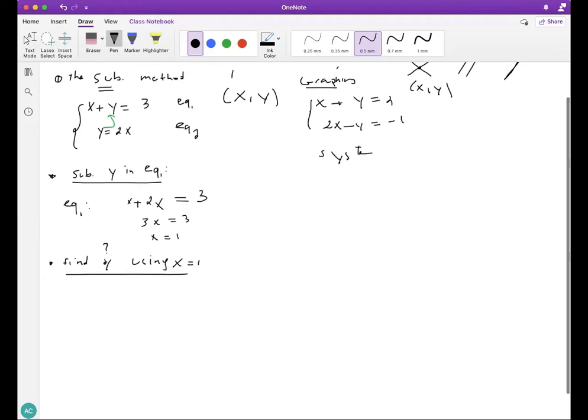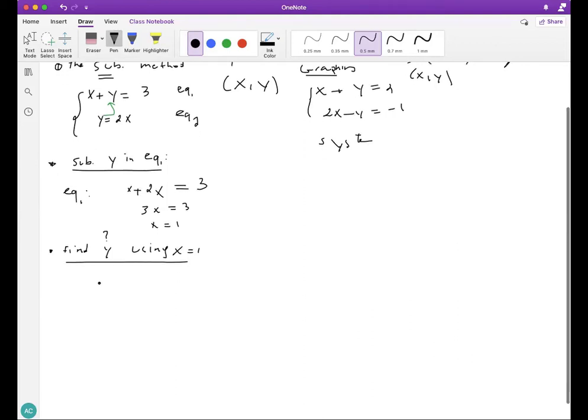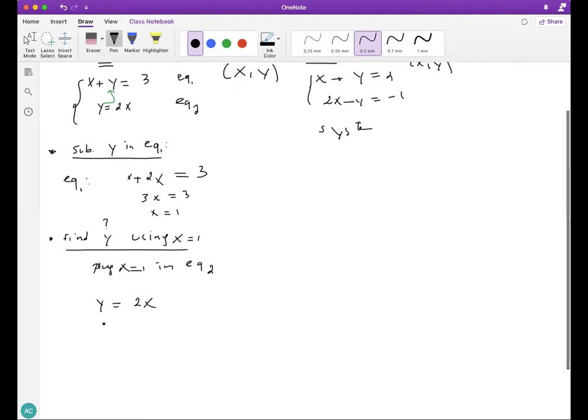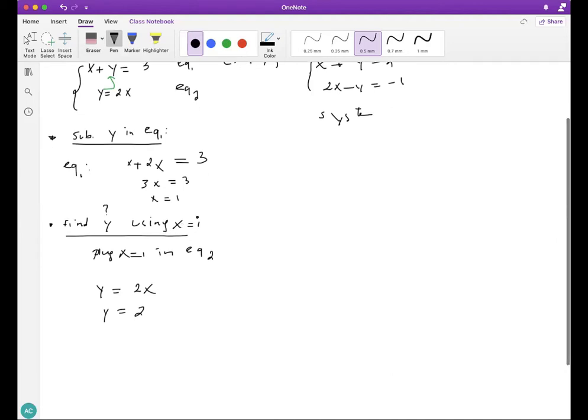So if you're looking for y, look for the equation that has y by itself already. If you don't have one, then you can use either one. Okay, so I'm going to plug x into equation 2. Again, because it's convenient, so y would be 2x, so y is 2 times x, x again being 1, because we just found it from here.